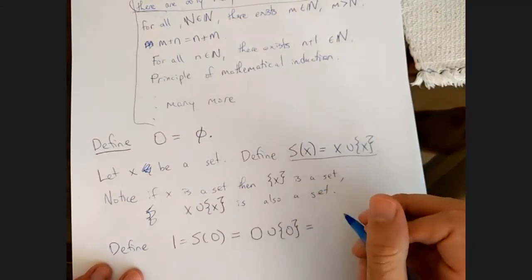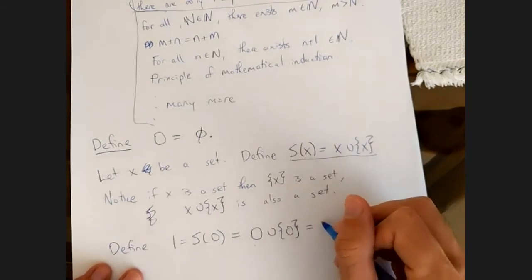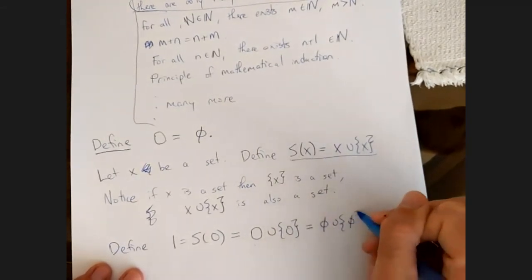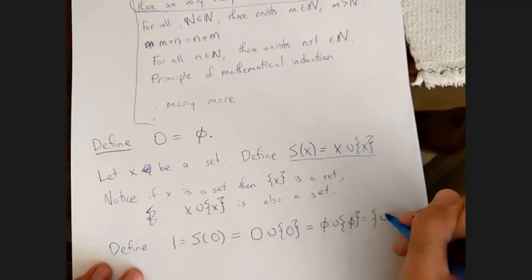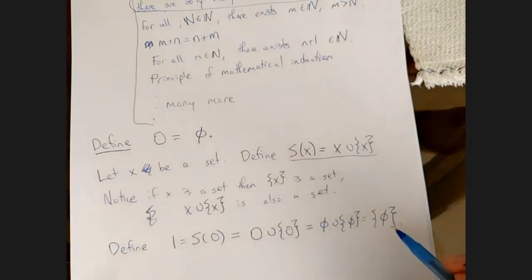Well, remembering that 0 is a set and the singleton is also a set, this is the empty set union the singleton of the empty set, which is just the singleton. Okay, so now notice 1 is a set which has 1 element. That will be useful for us.